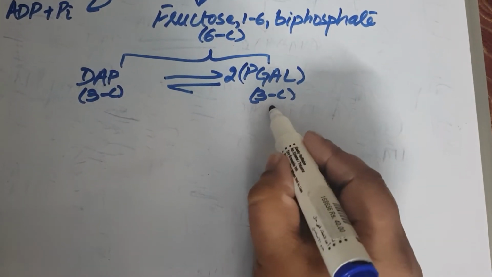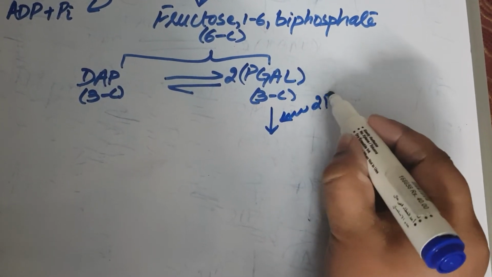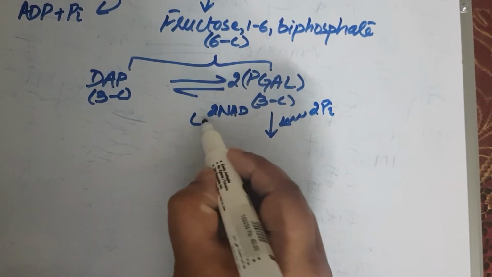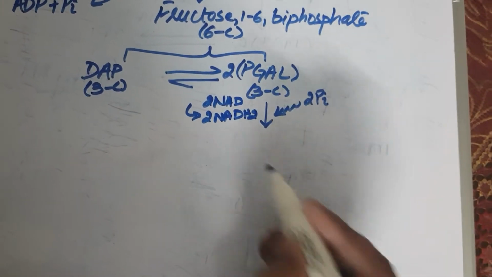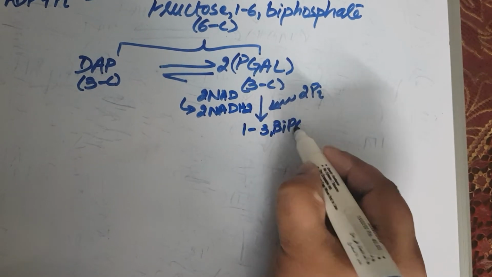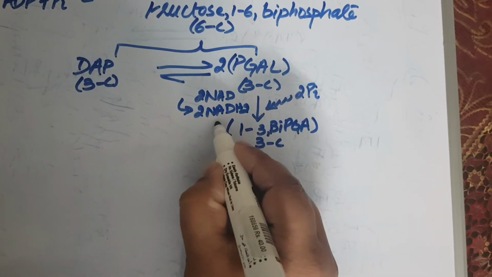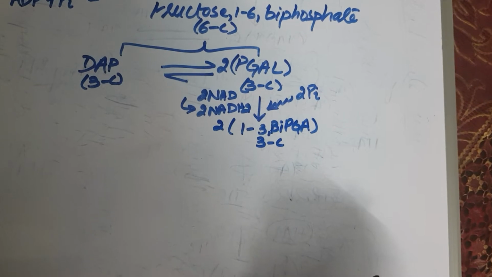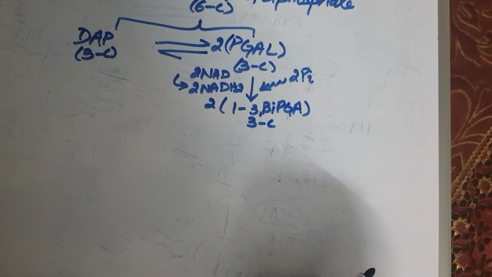and the PGAL now combines or reacts with two inorganic phosphates. The two NAD molecules will be oxidized into two NADH2 molecules, and it is converted into 1,3-biphosphoglyceric acid. It is also a 3-carbon compound and two molecules are formed. Note, I'm writing the two molecules because we have two substrates of the PGAL.